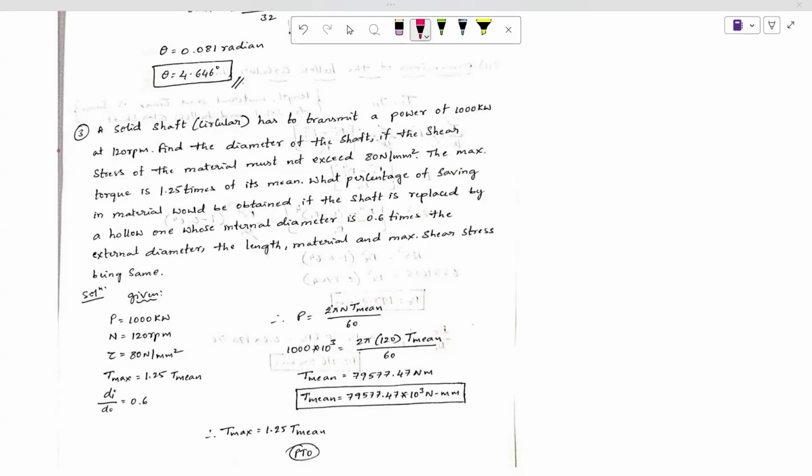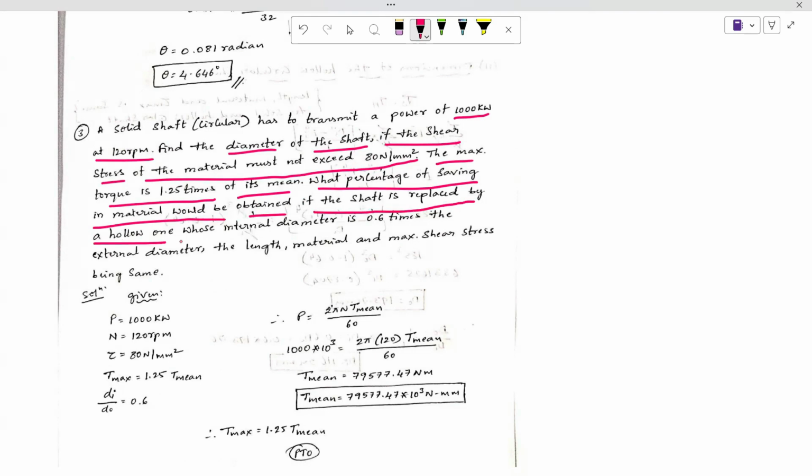Hi, hello everyone. We are going to continue with one more problem. So that is a solid shaft. A solid circular shaft has to transmit a power of 1000 kilowatt at 120 RPM. Find the diameter of the shaft if the shear stress of the material must not exceed 80 Newton per millimeter square. The maximum torque is 1.25 times the mean torque. What percentage of saving in material would be obtained if the shaft is replaced by a hollow one?